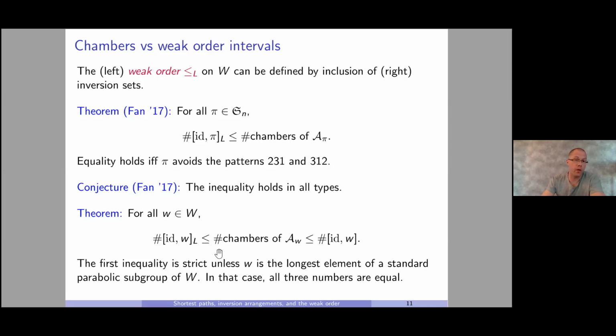And we can also characterize when we have equality. This will be strict unless W is the longest element of a standard parabolic subgroup. And if it is, then all these numbers are equal. And in fact, the underlying sets are also equal in that case. So that's actually where these two patterns come from, if you think about it. They characterize being the longest element of a standard parabolic subgroup.